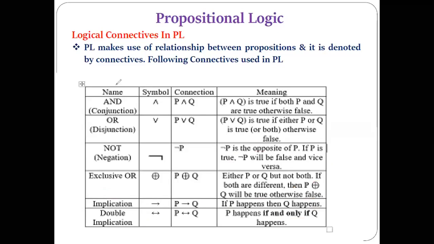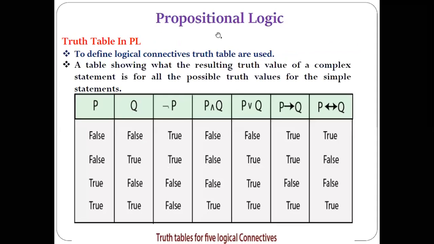So these are the different logical connectives utilized in propositional logic to show the relationship between different kinds of propositions. Now you can see all these things in the example. This is the truth table for all these different connectives: negation, conjunction, disjunction, implication or the conditional, and the biconditional.